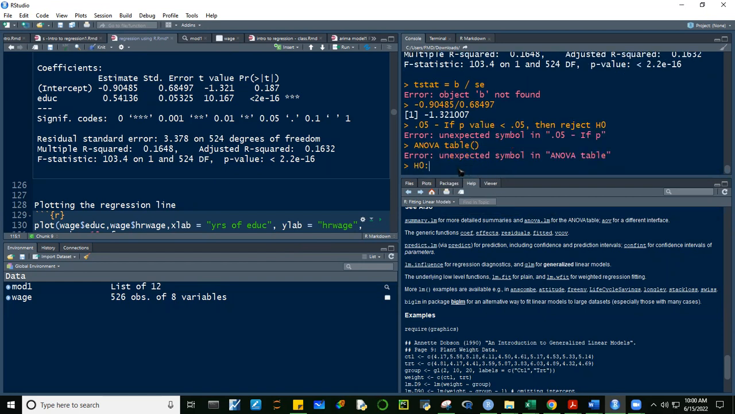Null hypothesis that beta null is equal to 0. Beta null natin yung intercept. No? Tapos yung sa isa naman, yung sa education, ang null hypothesis natin dyan, beta 1 is equal to 0. So those are our null hypotheses. Na beta null is equal to 0 for the intercept. For education, beta 1 is equal to 0.